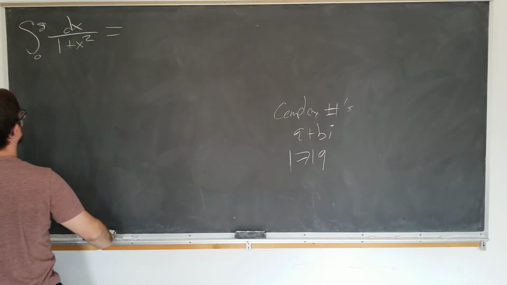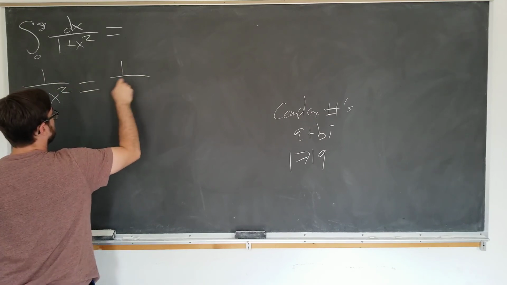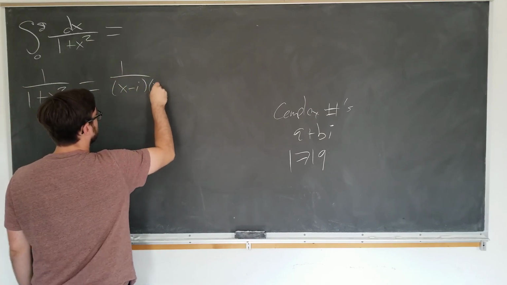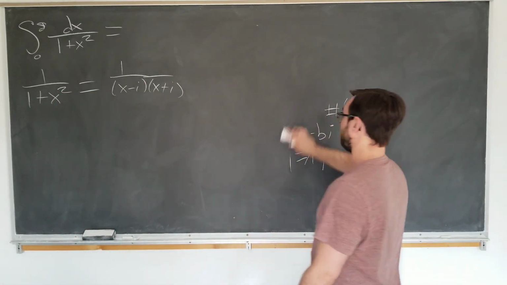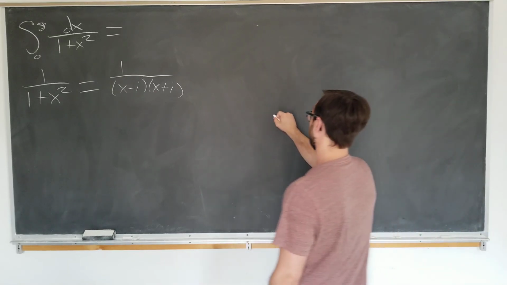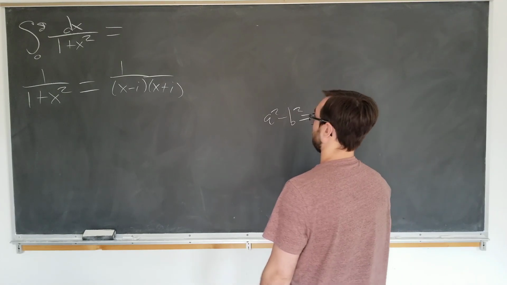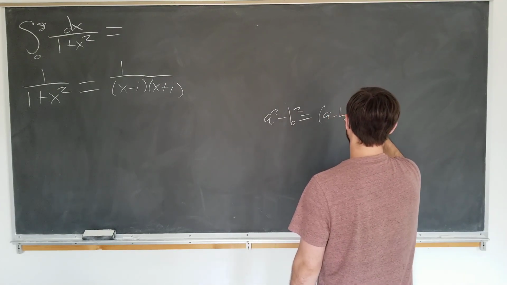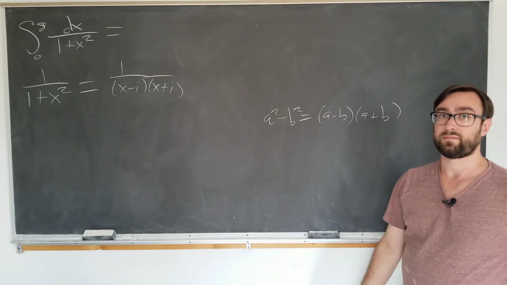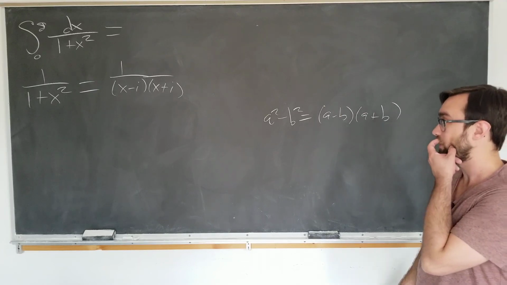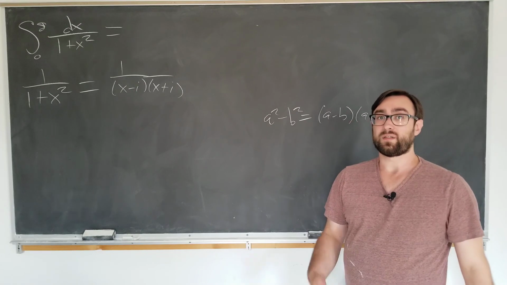First, let's talk about the factor 1 over 1 plus x squared. Let's write this as 1 over (x minus i)(x plus i). We can do this because if you multiply it out, you'll see that it's true. It's also of the form a squared minus b squared is equal to (a minus b)(a plus b), of course. This is just an elementary usage of the difference of squares. So everyone agrees that we can do this, at least if you accept the existence of the imaginary unit.